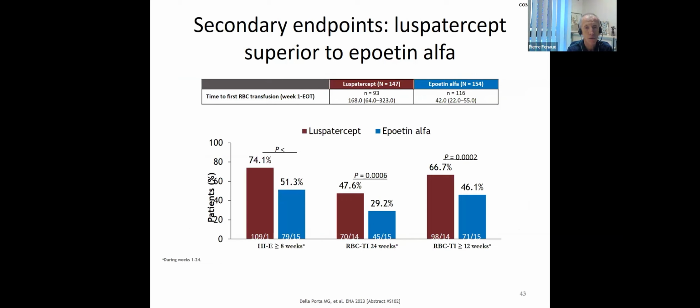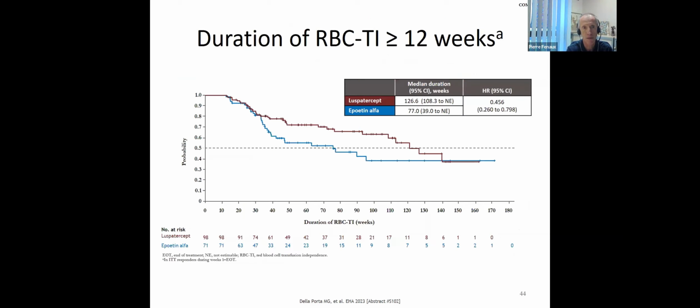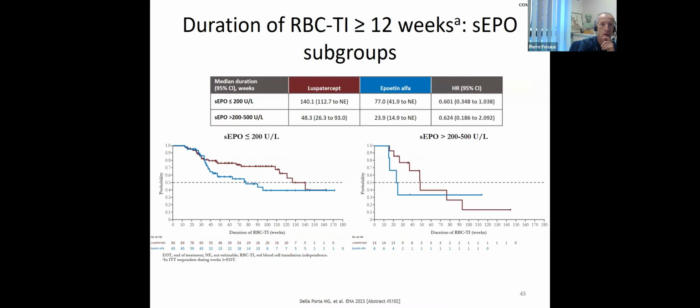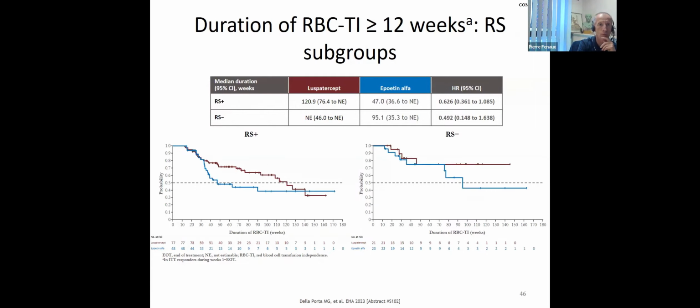And so this, I mean, transfusion independence. So clearly the results overall are better. The response is also longer with luspatercept than with EPO in blue, and now also irrespective of the serum EPO level.